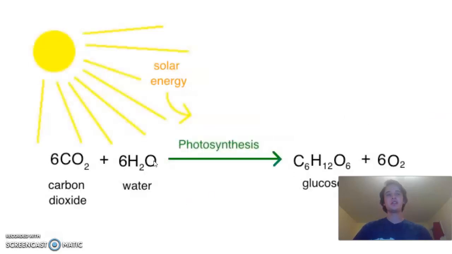So the light-dependent reaction is a part of the photosynthesis process. This photosynthesis is when 6 carbon dioxide and 6 water get converted through solar energy into 1 glucose and 6 oxygen. These are the reactants over here, and after they're converted, they become the product over here. So these are the products.